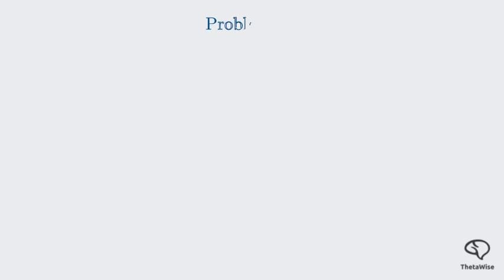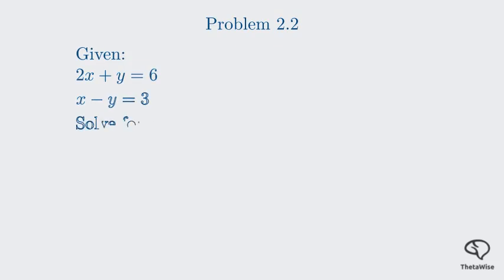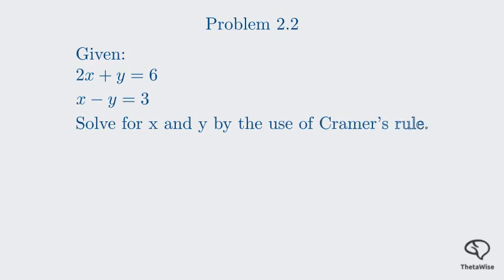Let's begin with our first problem, 2.2. The question asks us to solve for x and y using Cramer's rule, given the system of equations: 2x plus y equals 6, and x minus y equals 3. Cramer's rule provides a formulaic way to solve systems of linear equations using determinants. But before we can use it, we need to list the formulas for solving for x and y.